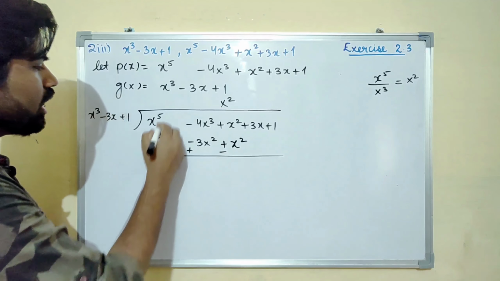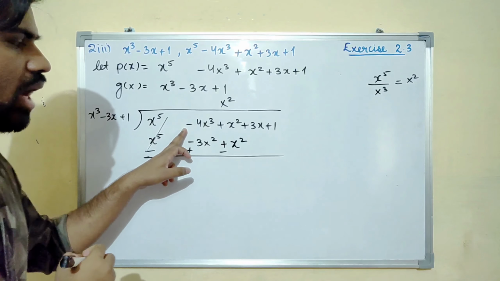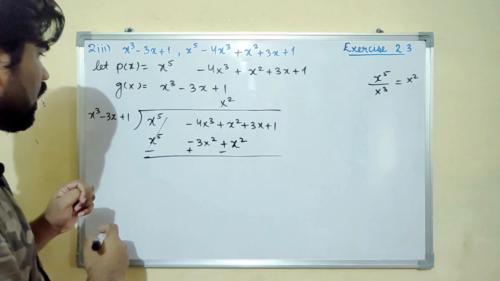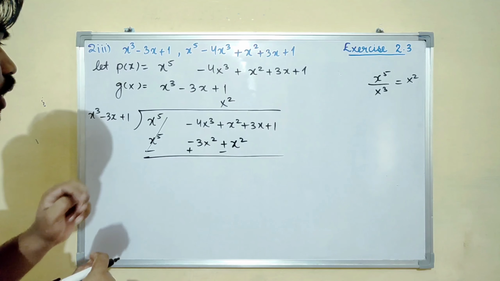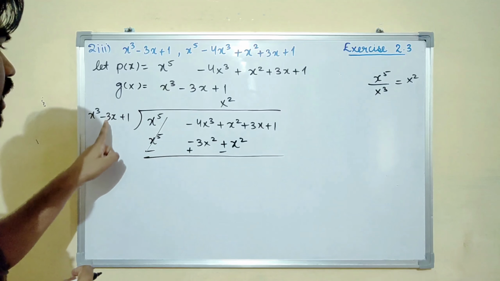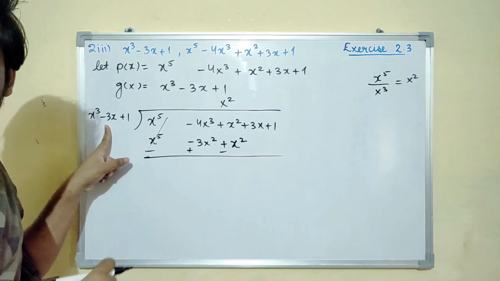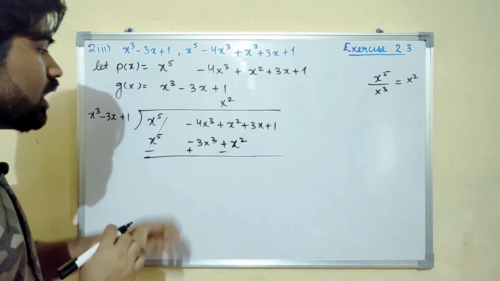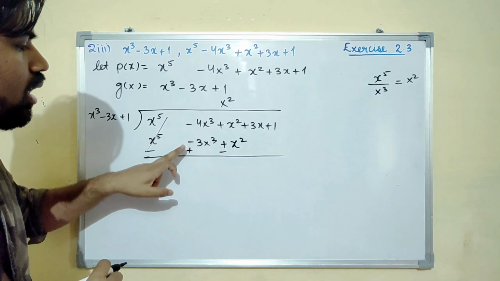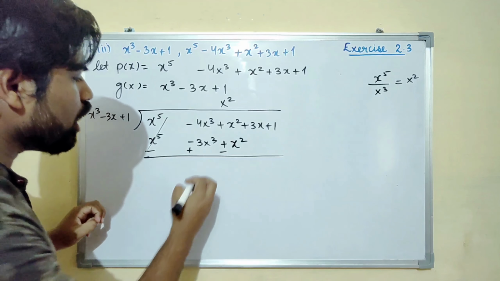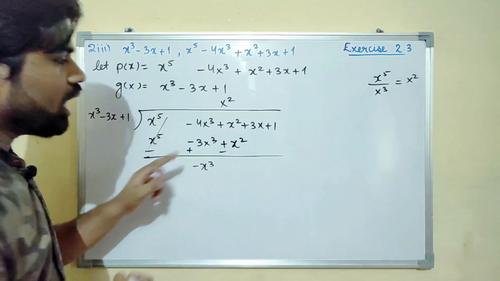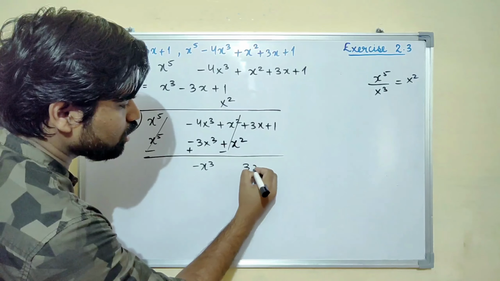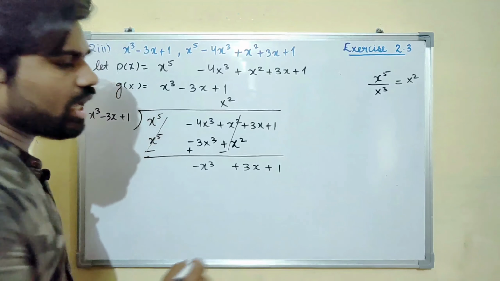Minus plus minus, this will be cancelled, and here it is minus 4x cube plus 3x square. I'm sorry, what did I write? Okay. This is x square multiplied by 3x. You will get 3x cube here, not 3x square. Okay, so minus 4x cube plus 3x cube. It will be minus x cube here. X square and x square will be cancelled. You will get 3x plus and plus 1.